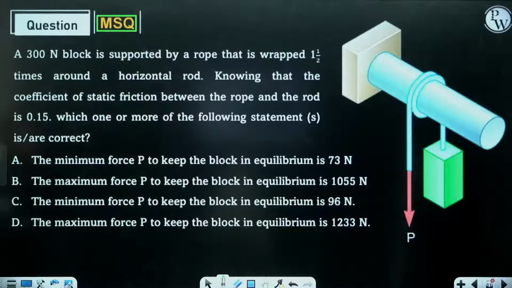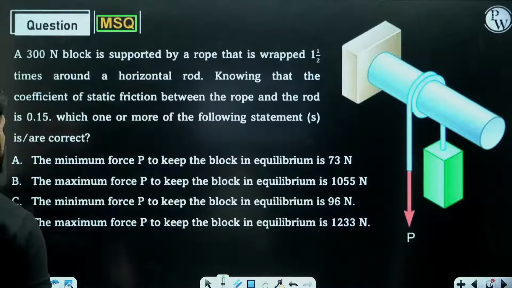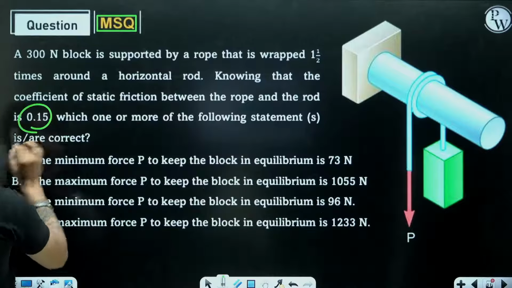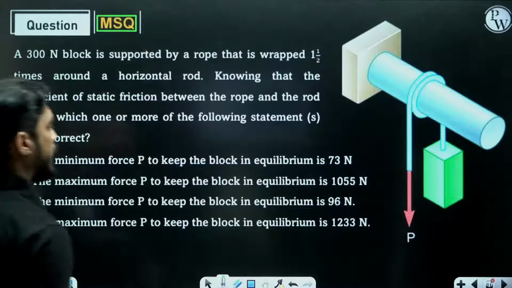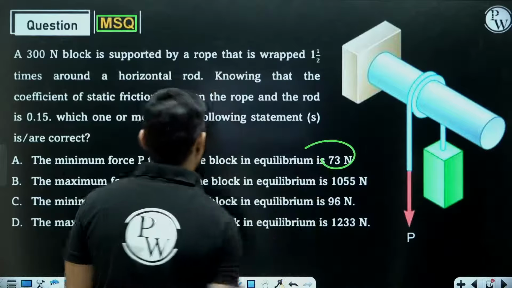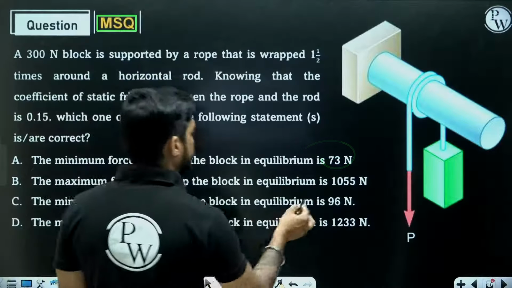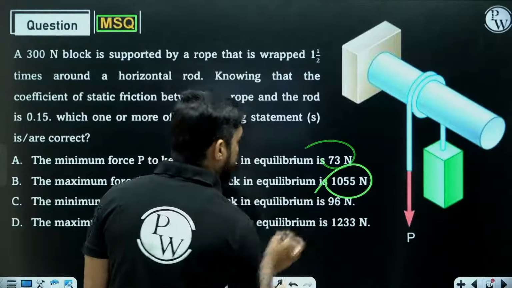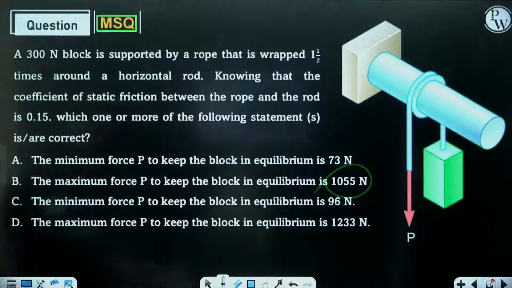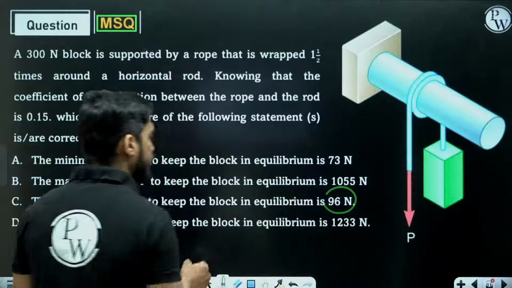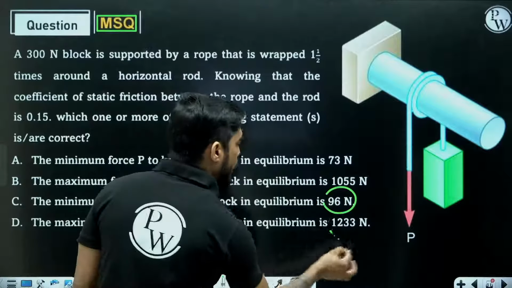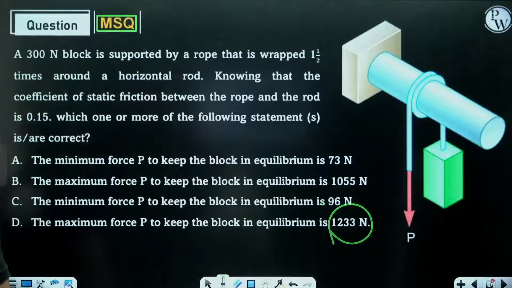horizontal rod. Knowing that the coefficient of static friction between the rope and the rod is 0.15, which one or more of the following statements is or are correct? The minimum force P to keep the block in equilibrium is 73 Newton. Maximum force to keep the block in equilibrium is 1055 Newton. Minimum force to keep the block in equilibrium is 96 Newton. And maximum force to keep the block in equilibrium is 1233 Newton.